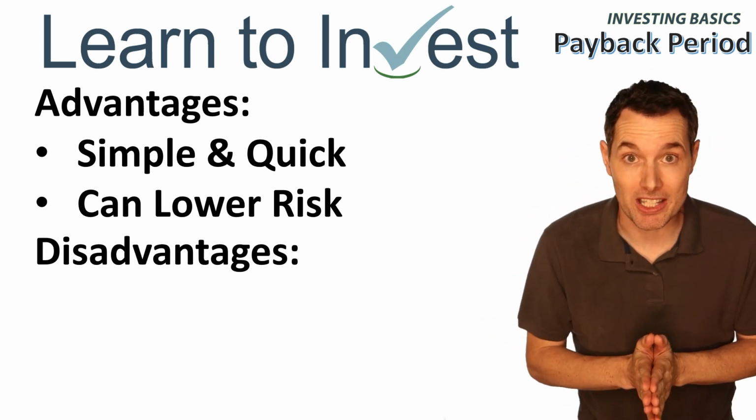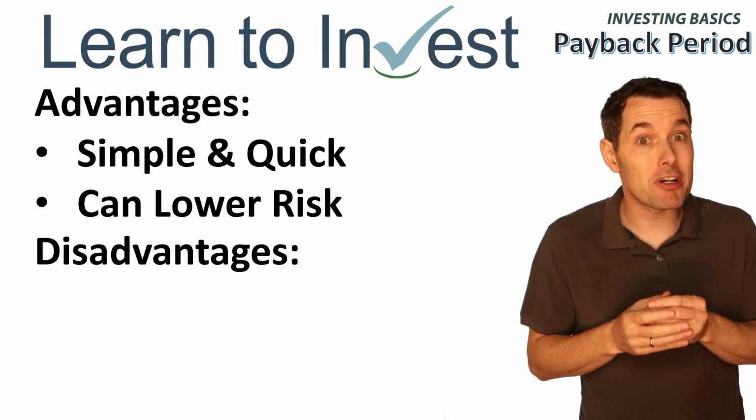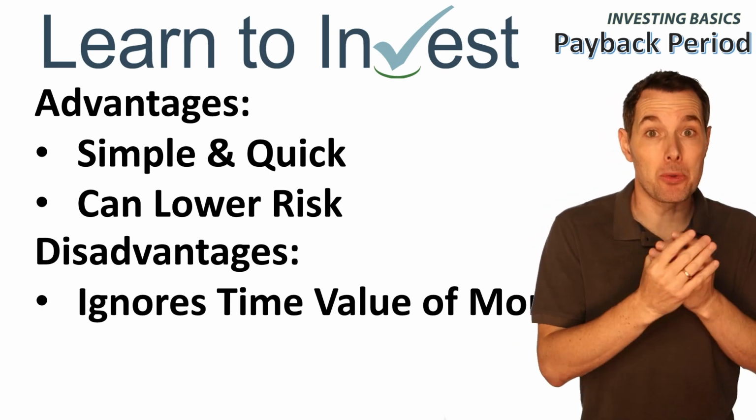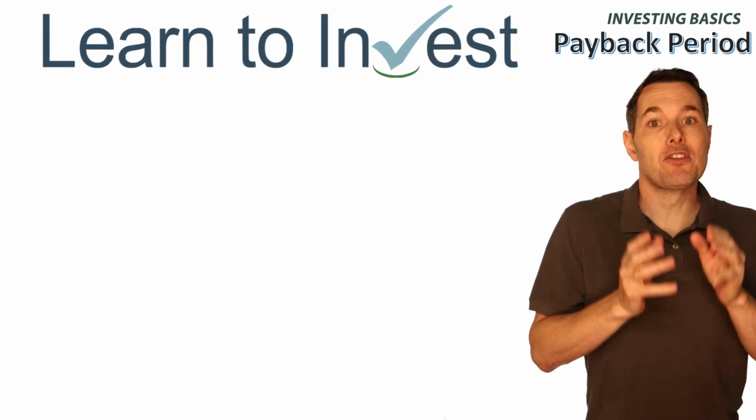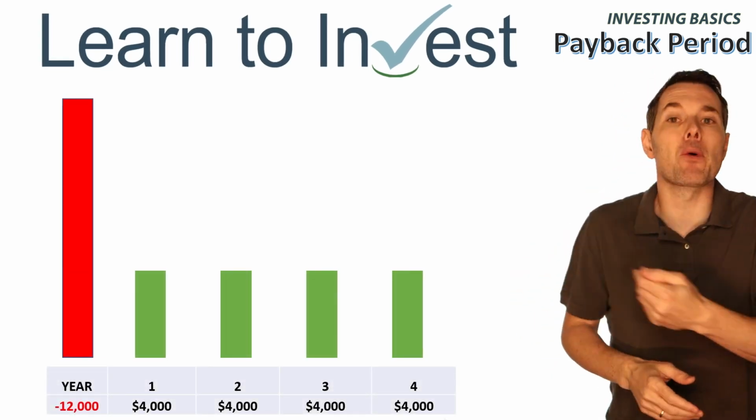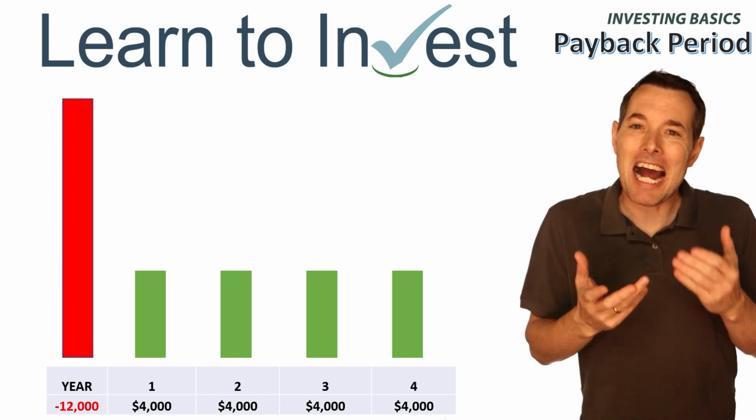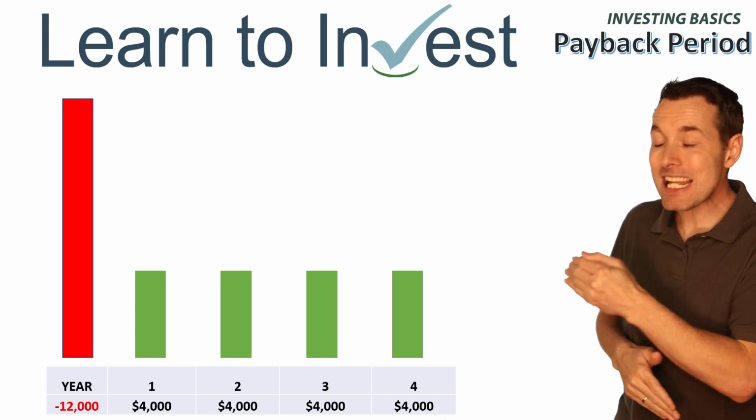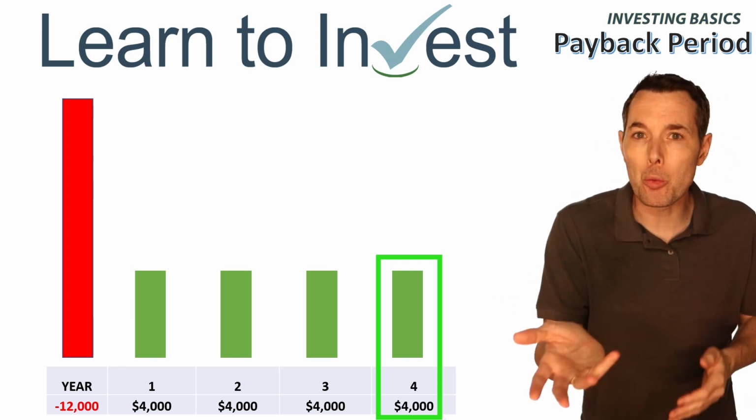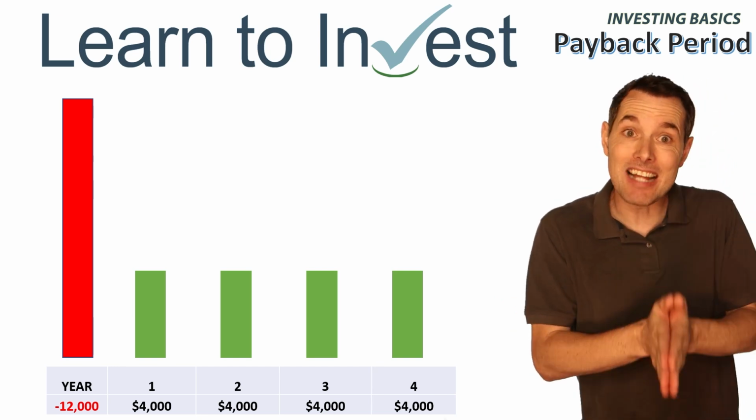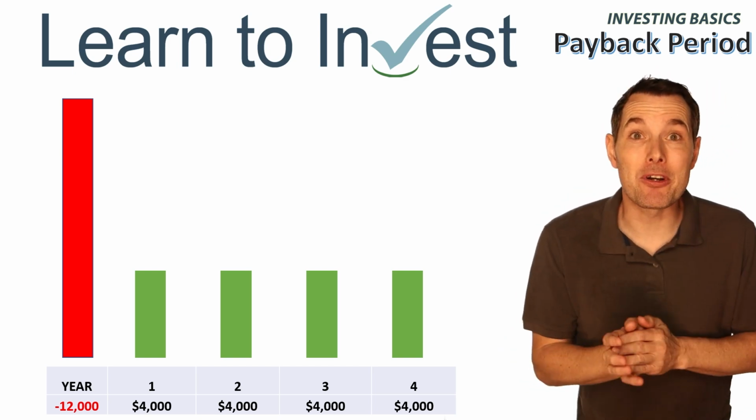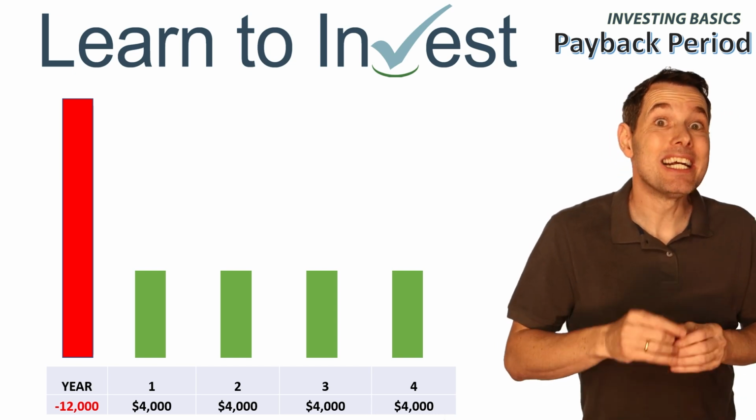Then we jump over to disadvantages. Both of these disadvantages are pretty big ones. The first one is that payback period ignores the time value of money. Let me illustrate real quick. If we jump back over to our chart here, we lay out $12,000 and we're assuming that our investments are going to bring in $4,000 each year. Well, it's not right to say that the money coming in year one is worth the same amount in year 4. Inflation alone would likely make that not true. Money today is worth more than money down the road. So the fact that the payback period is ignoring the time value of money is a problem.